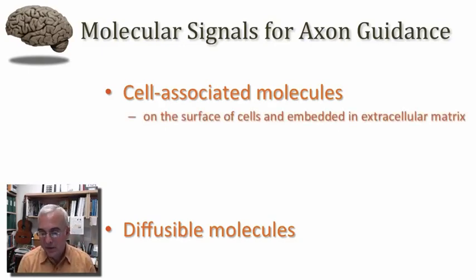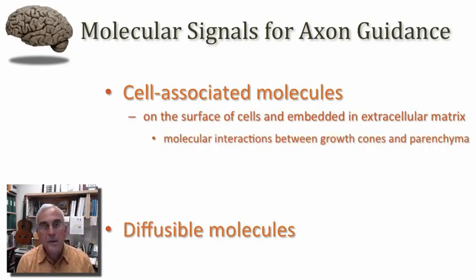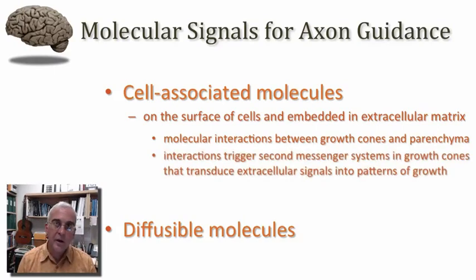So again, these cell-associated molecules are on the surface of cells, or they're embedded in the extracellular matrix, and they mediate molecular interactions between the developing growth cone and the parenchyma, or that is whatever the substratum is that that growth cone is exploring. Now, the interactions between the growth cone and the surfaces can trigger second messenger systems within the growth cones that transduce extracellular signals into patterns of directed growth.